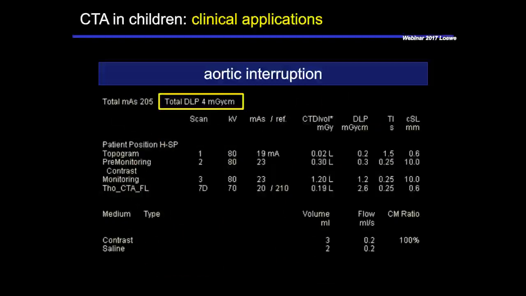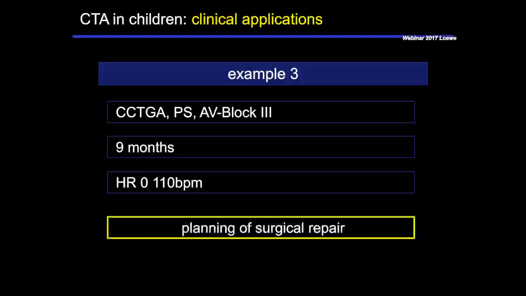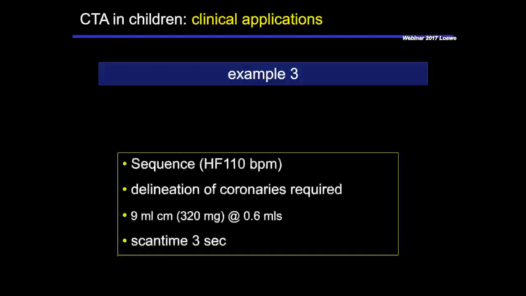Third example, a little bit older, a 9-month-old patient with congenitally corrected transposition of the great arteries, but now suffering from some rhythmological problems. And again, the question was to plan for surgery. Heart rate 110, since the kid was a little bit older.